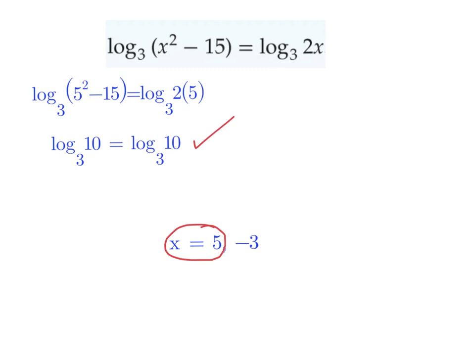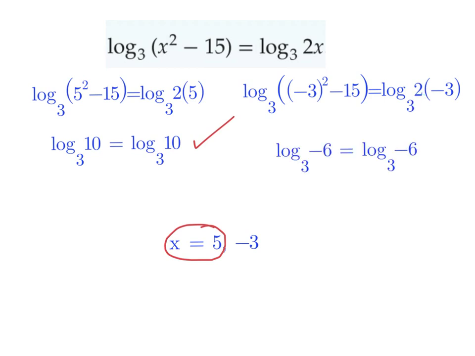You can have a negative, so let's look. I plug negative 3 in. What is negative 3 squared? Positive 9. What's 9 minus 15 now? Negative 6. And then 2 times negative 3? Negative 6. So they sort of both work.